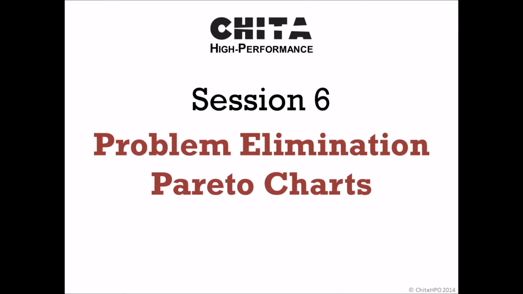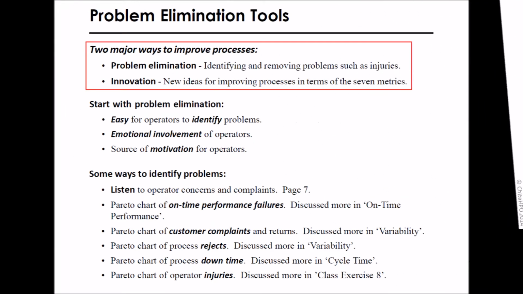In Session 6, you will discuss Pareto charts, which is a useful tool for addressing problems. But first, let's talk a little bit about the role problem elimination plays in process improvement. There are two major ways to improve processes. One is problem elimination, identifying and removing problems such as injuries. The other is innovation, developing and implementing new ideas for improving processes.